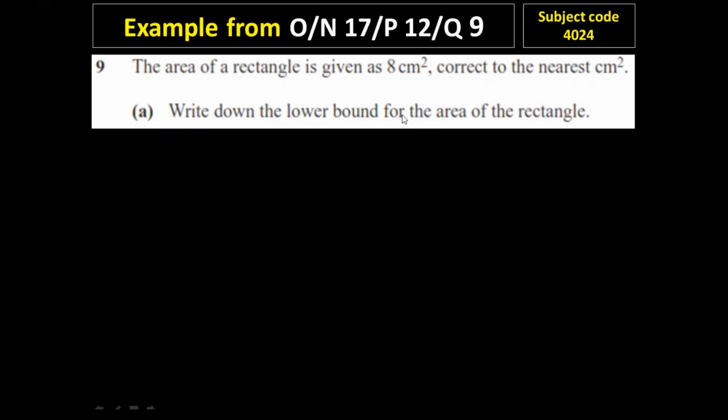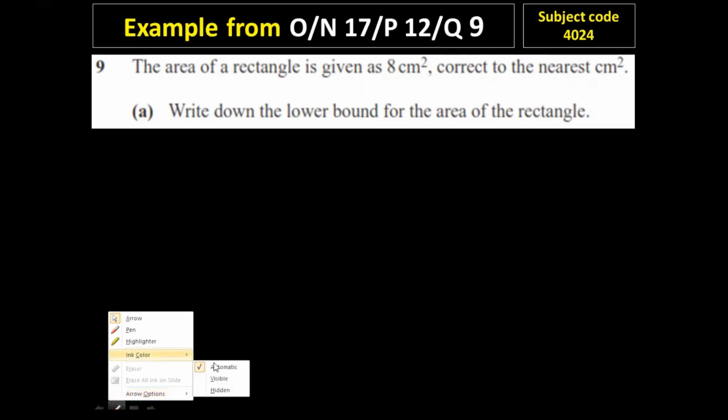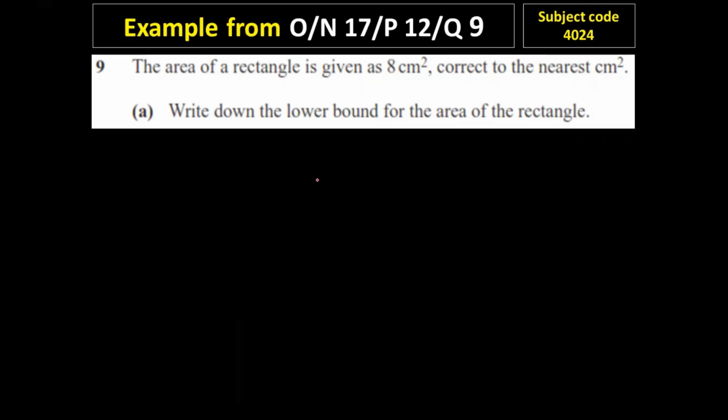This is a direct approach. You can find the lower bound for the area of the rectangle directly with the help of the formula: lower bound equals actual minus error. So first find out the actual and the error. The area of the rectangle is given as 8 centimeters square. This is your actual value. Correct to the nearest centimeter square, so 1 centimeter square is the key for the error.